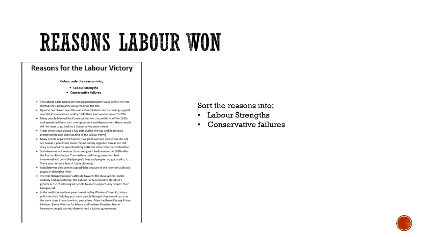Now what I want you to do, this sheet is attached to this lesson, I want you to read through these and I want you to highlight and sort the reasons into Labour strengths and Conservative failures. So you'll end up with, on the one hand, Labour won because of its strengths, on the other hand, they won because of the Conservative failures. So split them into Labour strengths and Conservative failures. I suggest that you pause the video and do that now.